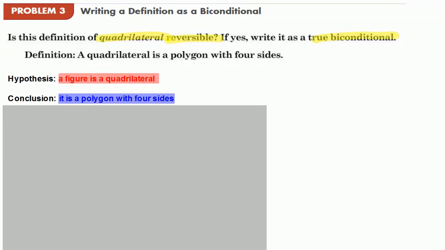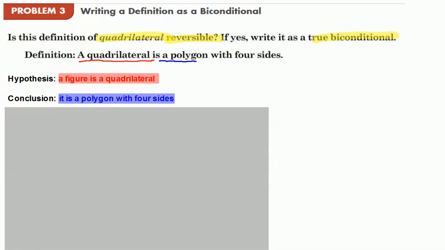So I've done this for you. The hypothesis is a figure is a quadrilateral. So what I am doing is, based on this statement, I am identifying the quadrilateral to be my hypothesis. The conclusion would be it is a polygon with 4 sides. So I took my statement, is a polygon with 4 sides, just wrote it so it makes enough sense that we can write our conditional statement. So now we're going to use this to help us write a conditional statement.